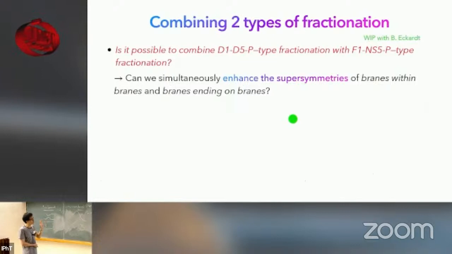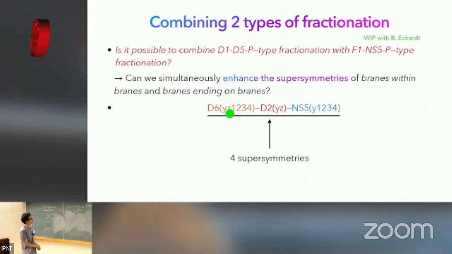So the thing is that we can consider this kind of system with the D6, D2, NS5. The D6 is along Y and Z, 1, 2, 3, 4. The D2 is along Y and Z. And the D5 is along Y and 1, 2, 3, 4.